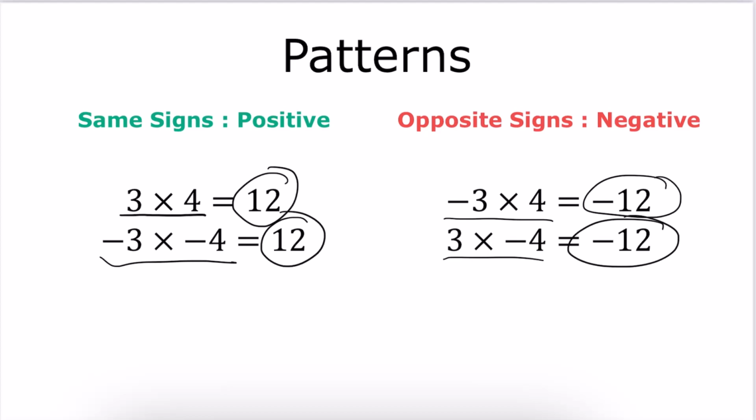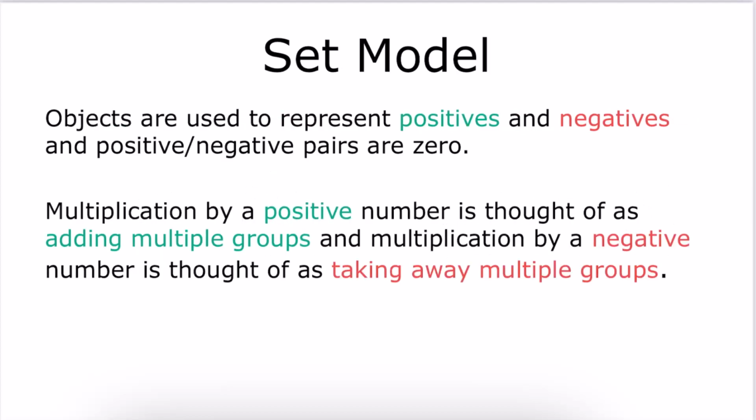So, my favorite model for helping students understand this is a set model where you use objects to represent positives and negatives. And remember that the positive and negative pairs will always equal zero. When you multiply by a positive, you think of it as adding multiple groups of whatever number you're multiplying. And if you multiply by a negative number, that's thought of as taking away multiple groups of the number you're multiplying.